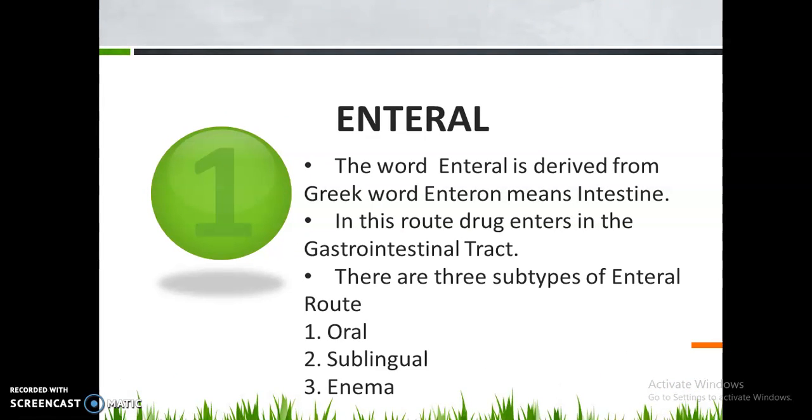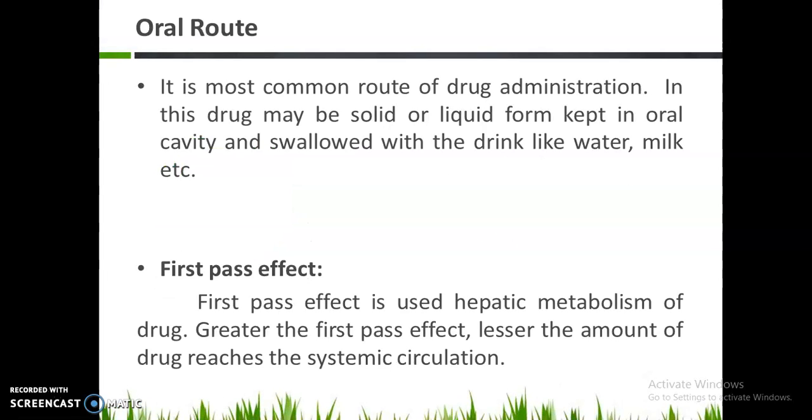Next, the first type of the route of drug administration is the enteral. The word enteral is derived from the Greek word enteron. Enteron means intestine, and the drug enters into the gastrointestinal tract. There are three types of enteral route of drug administration: first is oral, then sublingual and enema. We will see them one by one. Oral route. The oral route is the most common route of drug administration. In this, the drug, solid or liquid, is taken through the oral route or kept in the oral cavity and swallowed with a drink like water or milk.